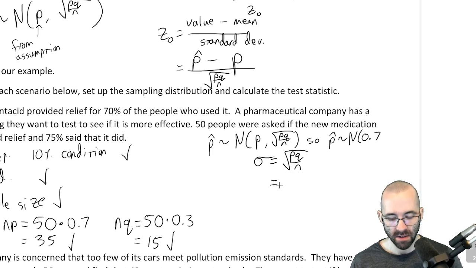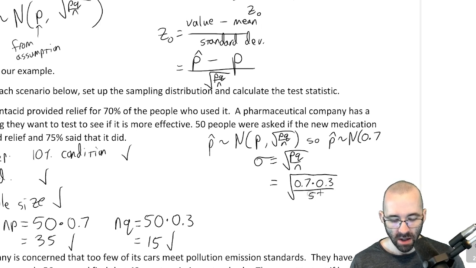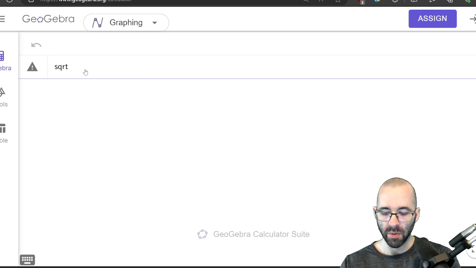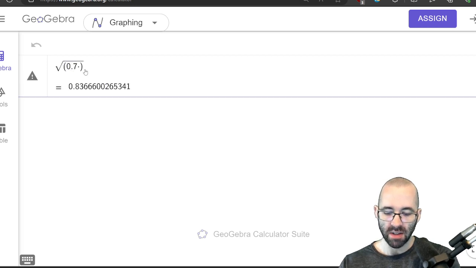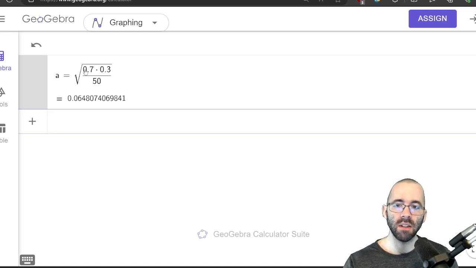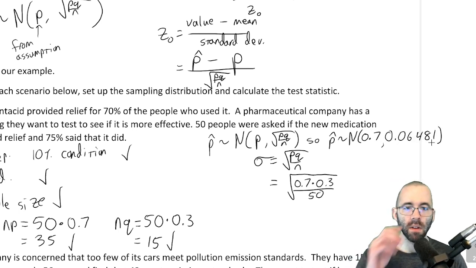What is that? p is 0.7. q is just 1 minus p. It's the leftover. And the sample size is 50. Let's type that into a calculator and see what we get. The square root of 0.7 times 0.3 all over 50. Let's use at least 4, maybe 5 significant figures. 0.06481. This is our standard deviation.